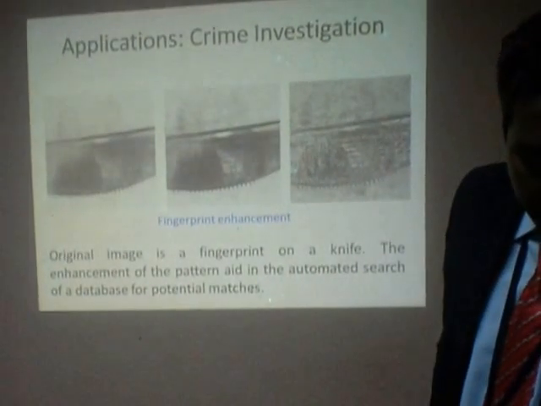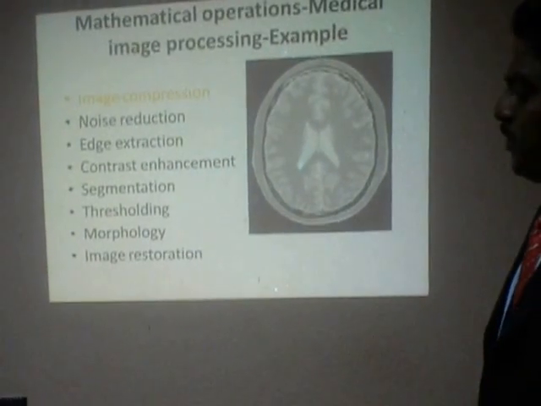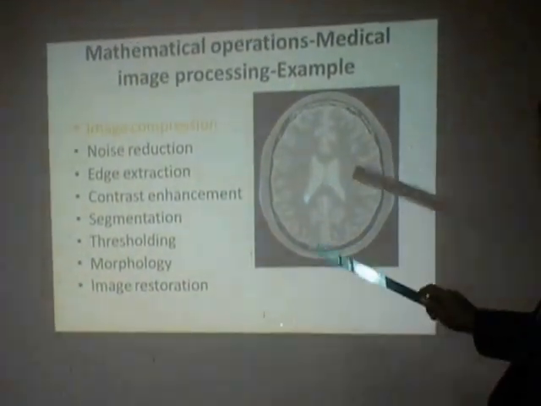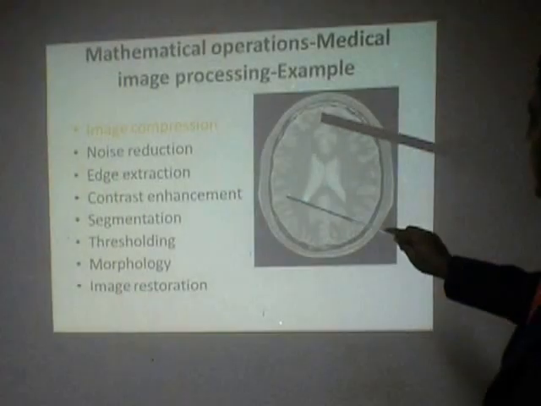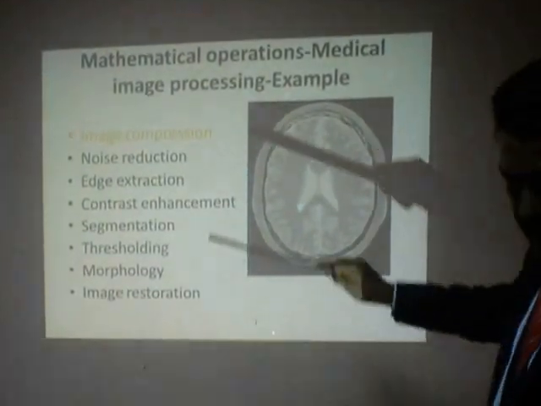So that's all about the applications of digital image processing. Now let us move into the mathematical operations related with medical image processing with one simple example, that is a single brain image.